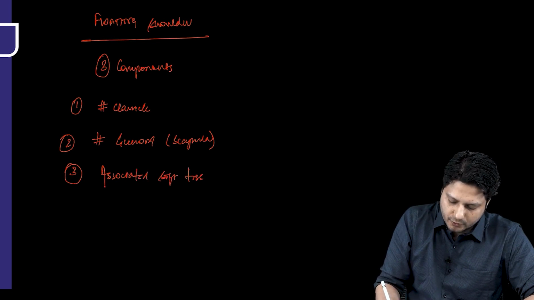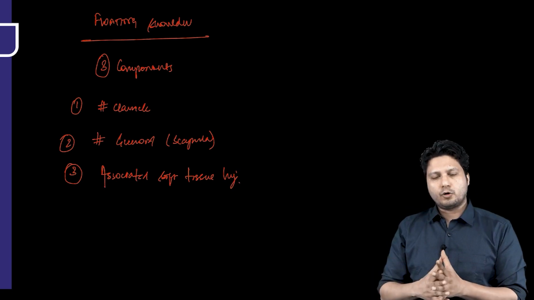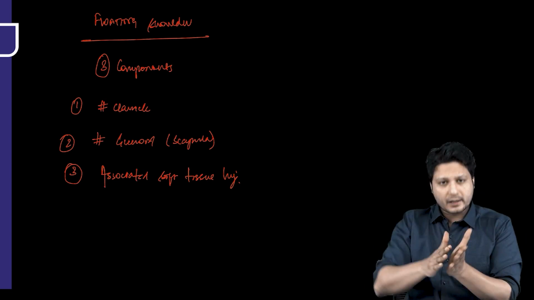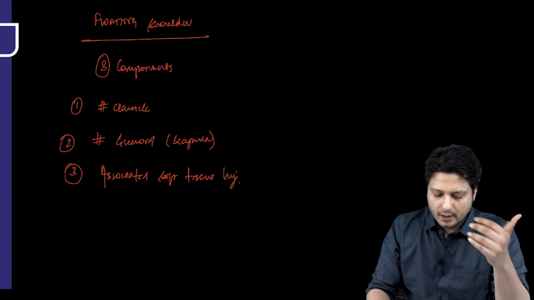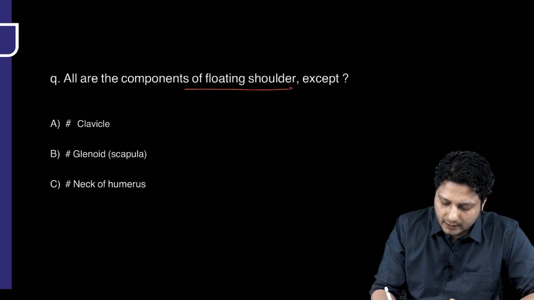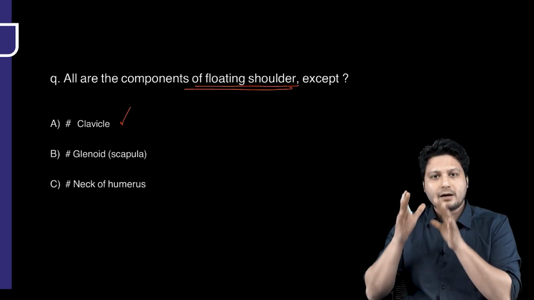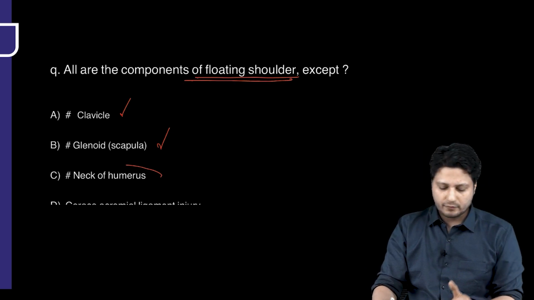Now, those soft tissues could be the acromioclavicular ligament, the coracoacromial ligament, the glenohumeral ligament. All these ligaments could be disrupted. So, it will lead to a floating shoulder. Now, what are the components? If you look back to the question, all of the following are the components of the floating shoulder except: complete fracture of the clavicle is a component of the floating shoulder. Fracture of the glenoid is a component of the floating shoulder.